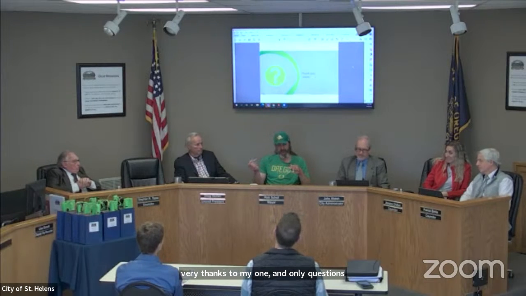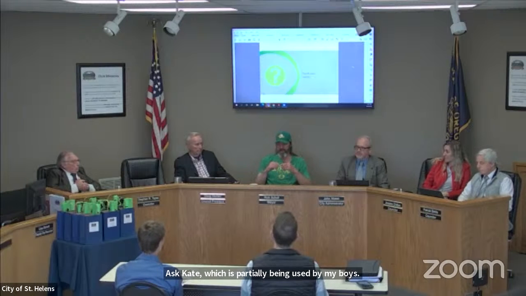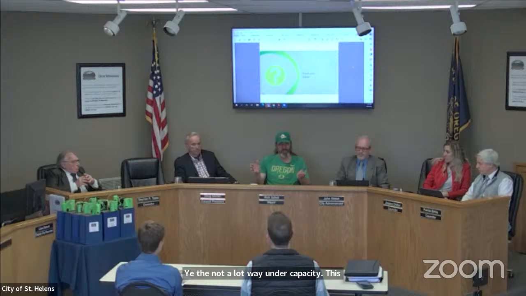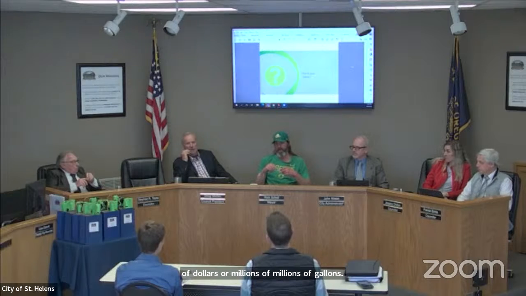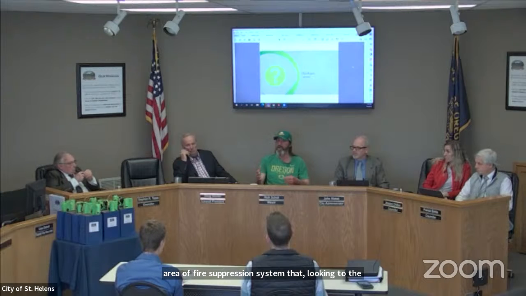So for future fire, we have a big water tank and pumps, with water rights to the pumps down at Boise Cascade, which is currently partially being used by Boise. Not a whole lot, way under capacity. It has a huge water filtration system down there. And we have 4 different pumps with water rights for millions and millions of gallons. Should the city look at using that area, targeting that area for a fire suppression system, and looking to the future and the demand, we're talking 20, 50 years out.